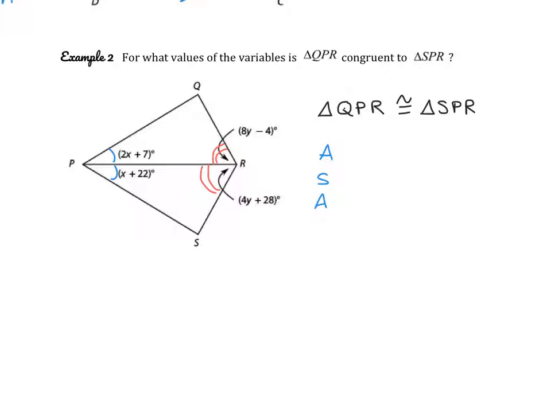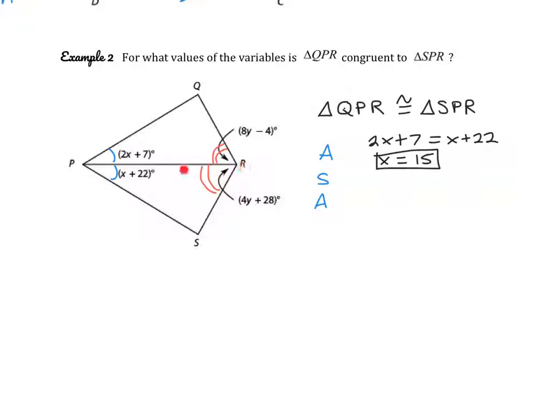So again, let's first show that this angle is congruent to this angle. The only way that that's possible is if we set 2x plus 7 equal to x plus 22. And here we can solve, so I'm going to subtract x from each side, and then I'm going to subtract 7 from each side, so x equals 15. So if x is equal to 15, then these two angles are congruent to one another, and that would be the first step of angle side angle.